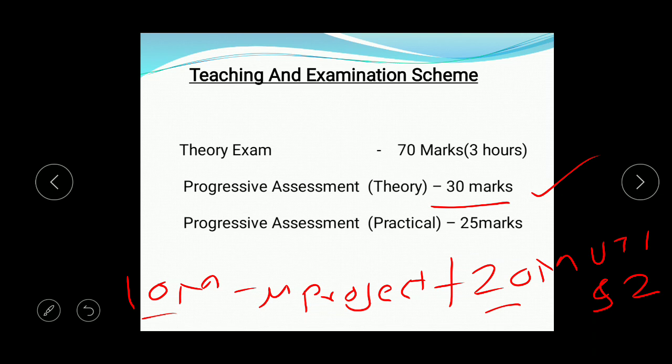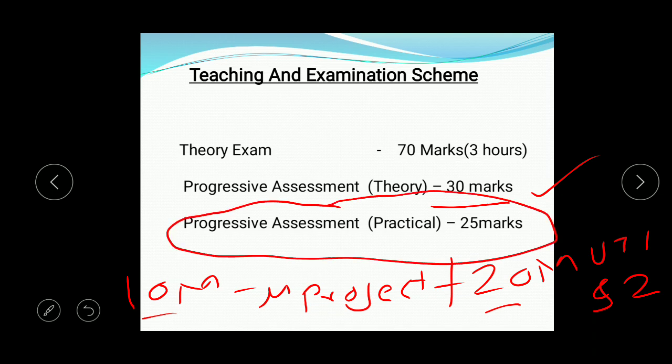And the next progressive assessment, for practicals, is for 25 marks. It contains the experimental marks plus sheet marks. The practically oriented tasks offered to you are calculated under this progressive assessment for practicals. The total marks is 125 for our subject: 70 marks for the theory exam, 30 marks for progressive assessment for theory, and 25 marks for progressive assessment for practical.